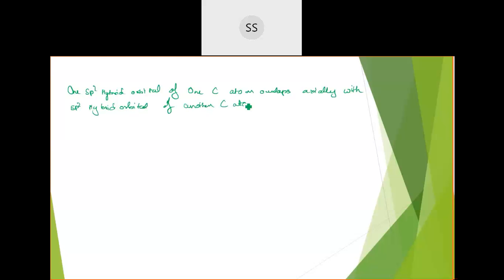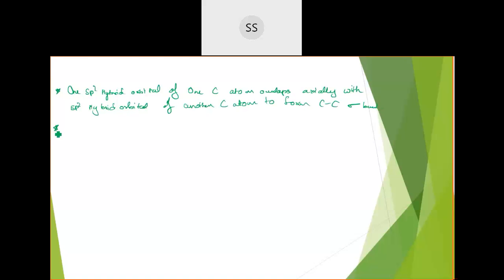One sp2 hybrid orbital of one carbon atom overlaps with the sp2 hybrid orbital of another carbon atom to form the carbon-carbon sigma bond. So here one part is over.